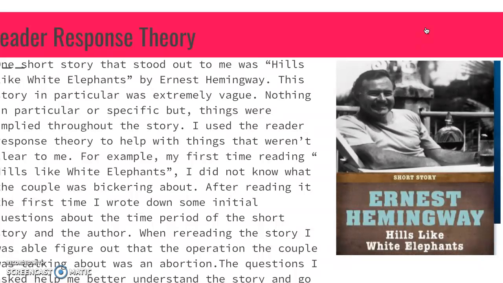This especially helped me when we were reading Hills Like White Elephants by Ernest Hemingway. When reading the story, at first I wasn't able to pick up on some of the hints on the true meaning of the story. After asking questions and rereading the story, I was able to find out that the hidden true meaning of the story was about abortion.